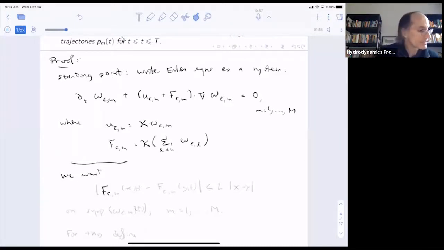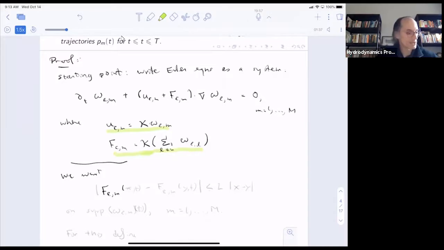Okay, so let's pause for a second, just to make sure we get this. Again, here we're recovering the velocity: this U epsilon m is what I get when I apply the Biot-Savart kernel to omega epsilon m to find the associated velocity field, and then F epsilon m is the velocity field generated via the Biot-Savart law by all of the other blobs of vorticity.